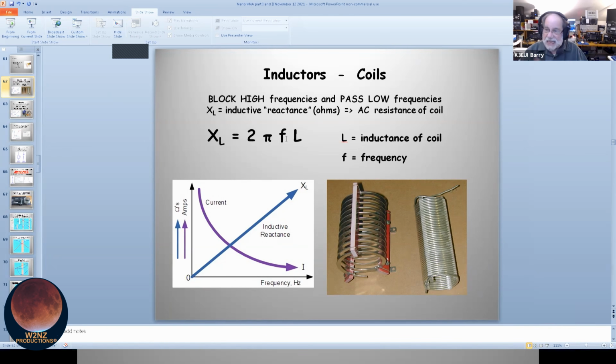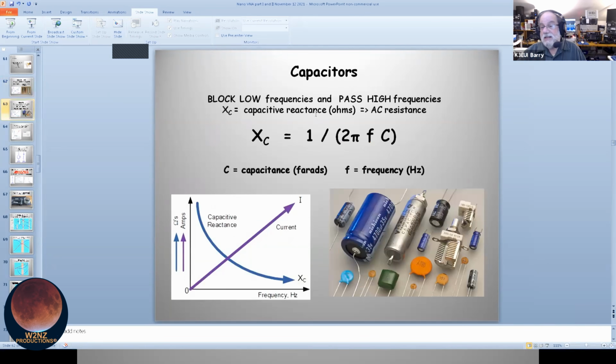Higher frequencies cannot get through coils, period. How about capacitors? They work the opposite way. There's a lot of nice stories about capacitors, but I don't have time to tell them. But capacitors block the low frequencies and let the high frequencies go right through. So the capacitive reactance, AC resistance, is inversely proportional to frequency.